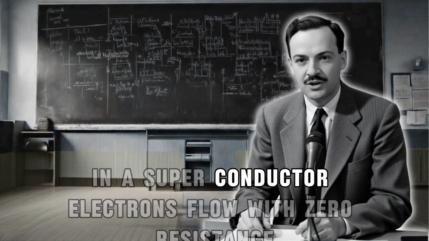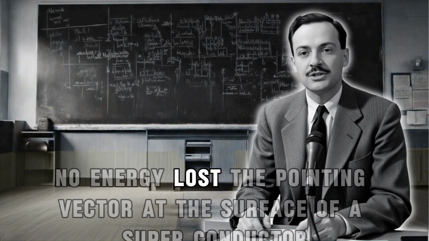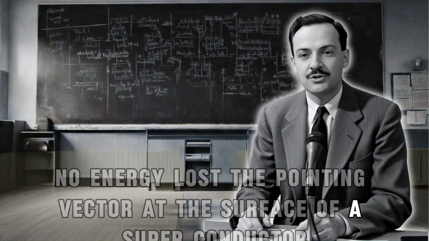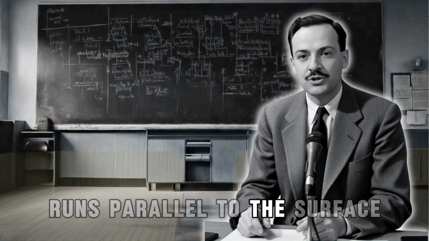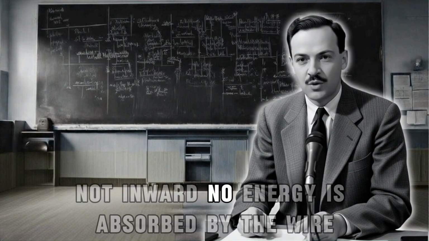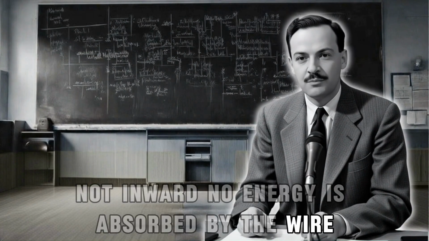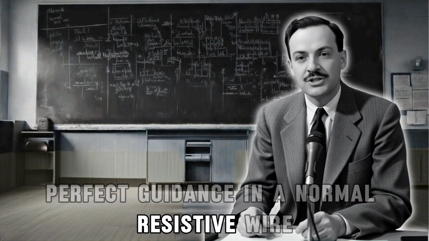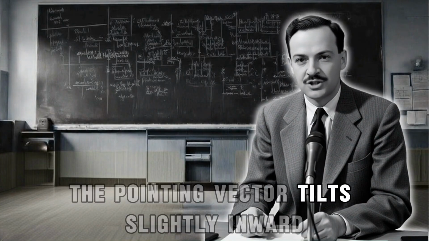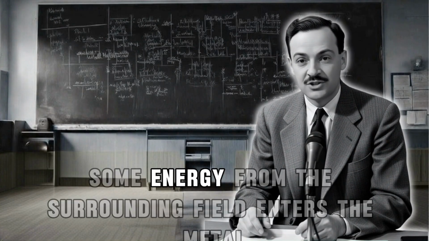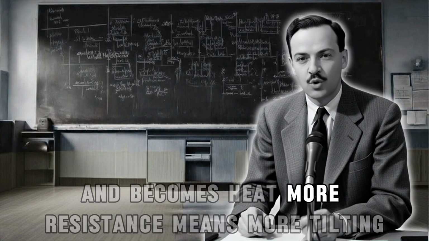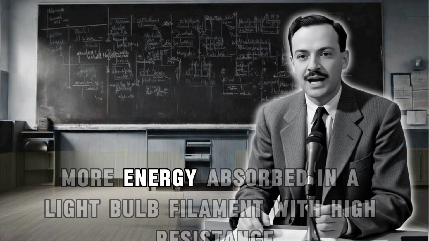Compare a superconductor to a normal wire. In a superconductor, electrons flow with zero resistance, no energy lost. The Poynting vector at the surface of a superconductor runs parallel to the surface, not inward. No energy is absorbed by the wire. Perfect guidance. In a normal resistive wire, the Poynting vector tilts slightly inward. Some energy from the surrounding field enters the metal and becomes heat. More resistance means more tilting, more energy absorbed.